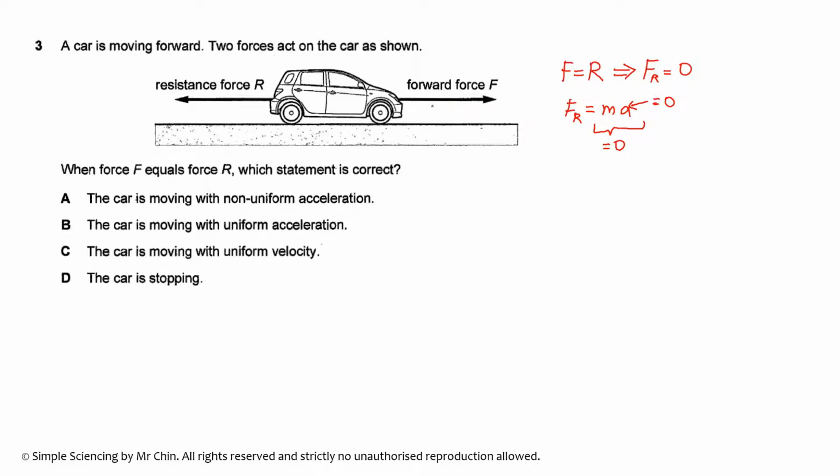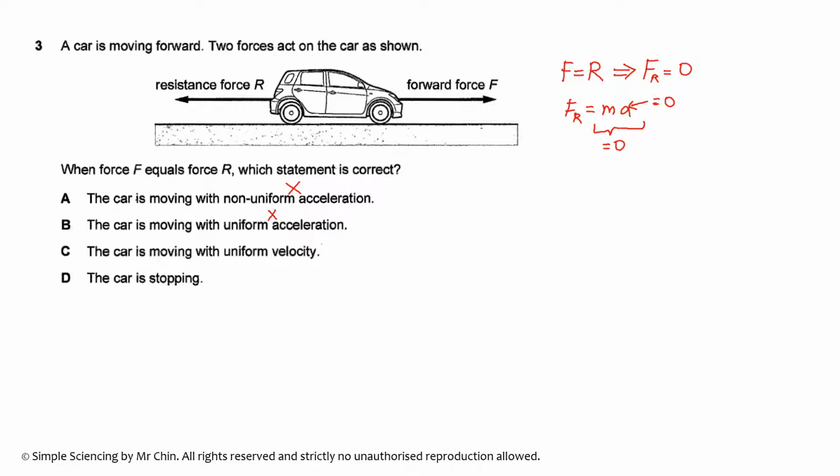So let's look at the options. Option A states that the car is moving with non-uniform acceleration. We will just say that there is no acceleration since a equals 0. So option A is wrong. Option B states that the car is moving with uniform acceleration. Same as option A, there is no acceleration. So option B is also wrong.